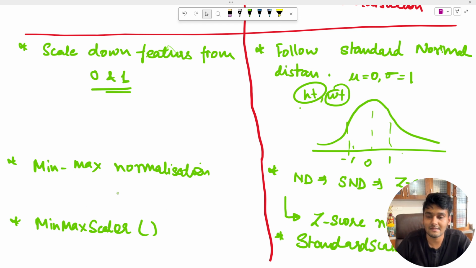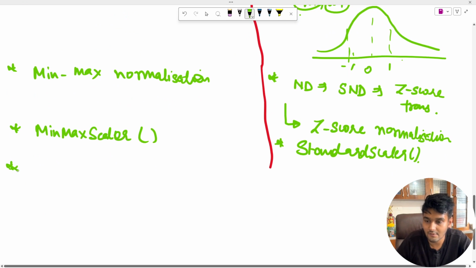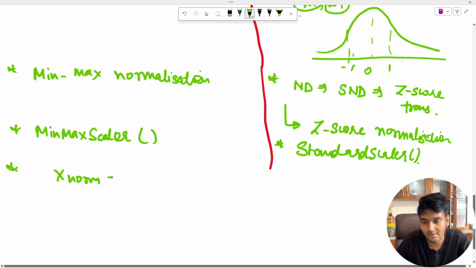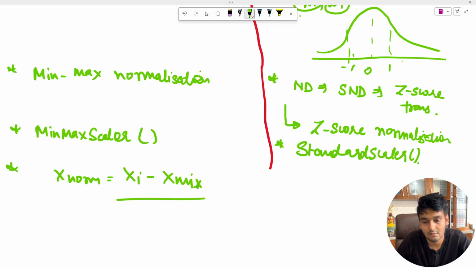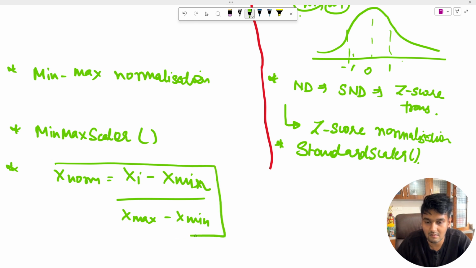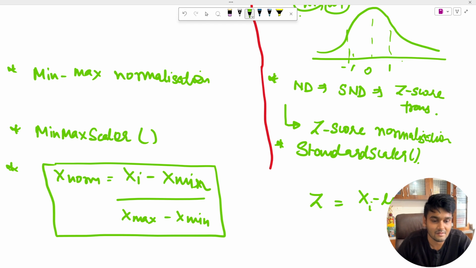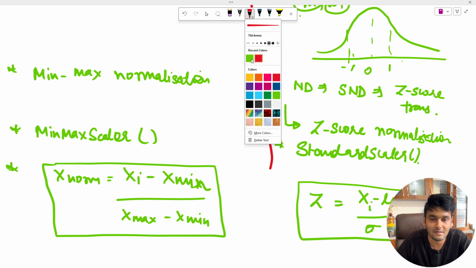Now, let's understand the different formulas. For normalization, for any value we subtract the minimum value, and we divide by the difference between the maximum and the minimum value. Similarly, for standardization, we use the z-score formula, where for each value we take that value, subtract the mean of that feature, and divide by the standard deviation of that feature. So this is how standardization and normalization work.